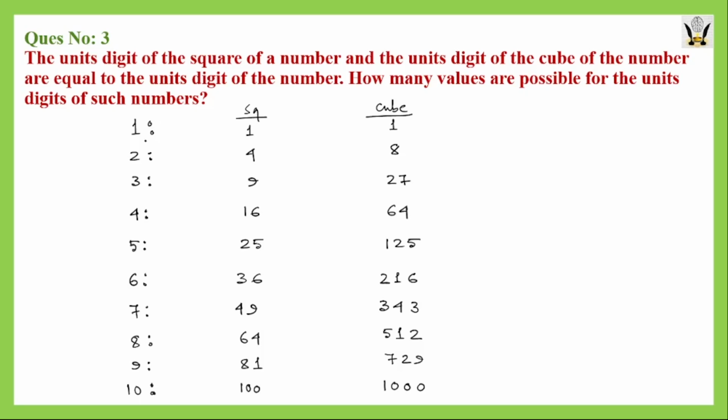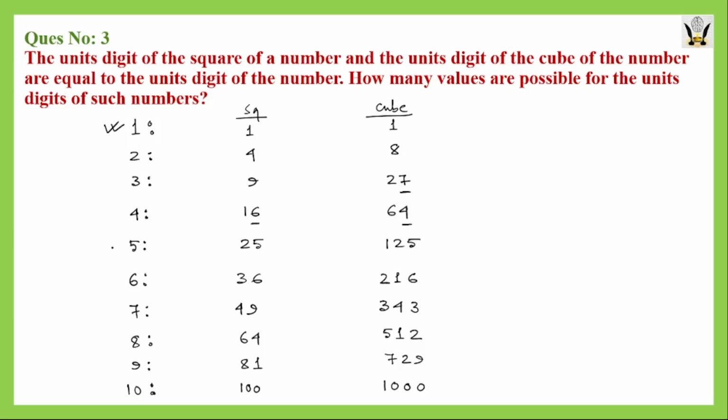Now what we can see is the number is 1, meaning at the units place the digit is 1, and in the square value the digit at the units place is 1, and in the cube value also 1. So this is applicable. For 2, in the square value it is 4, and for the cube it is 8, so this is not applicable. For 3, it is 9 and 27, that means at the units place it is 9 and 7, so not applicable. For 4 it is 16, so at the units place it is 6, and in the cube it is 4, not applicable.